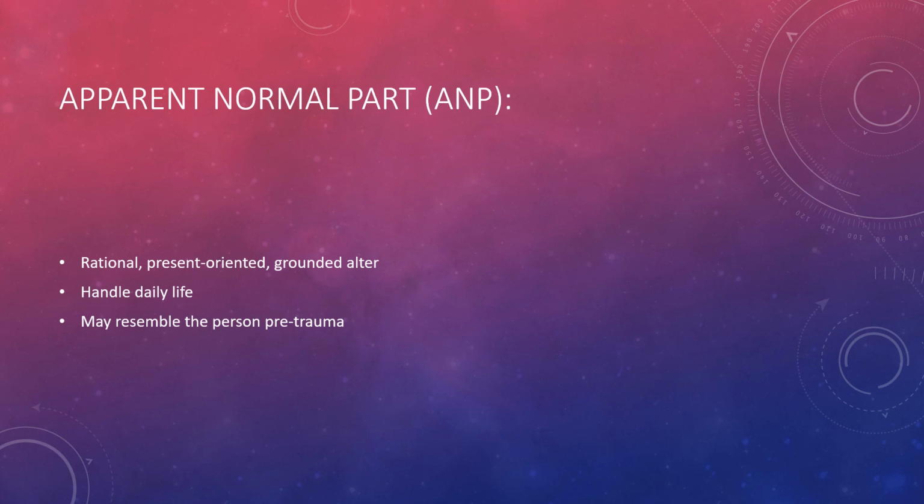Now, apparently normal parts, or ANP, this is an alter who is considered rational, they're present-oriented, and they're grounded. And some research has shown that they tend to resemble the person pre-trauma. However, it is important to make a note here that you have to remember, in order to have DID or OSDD, trauma has to be present, whether it is known trauma or not known.